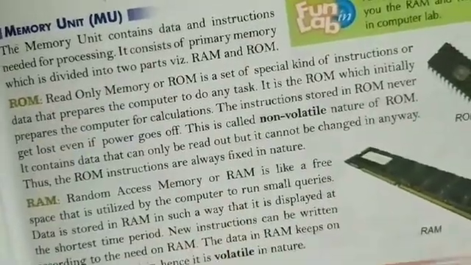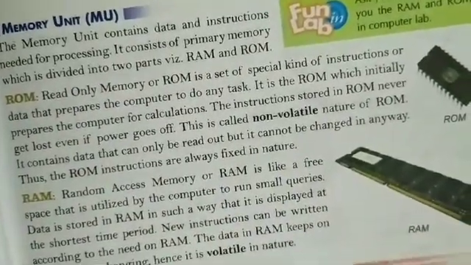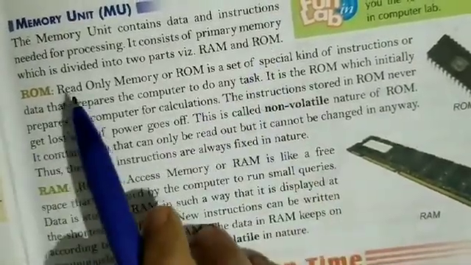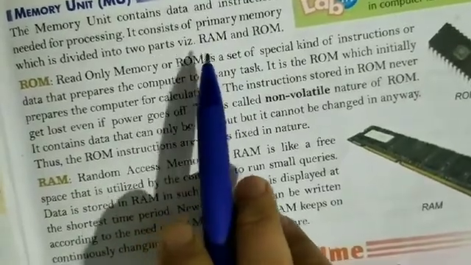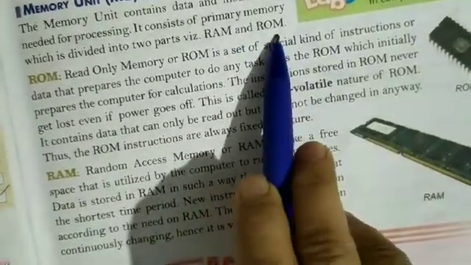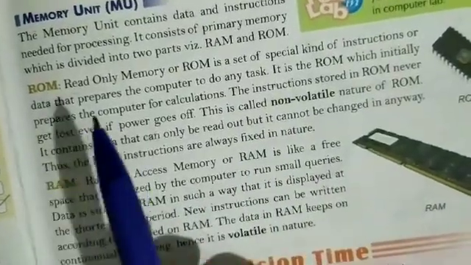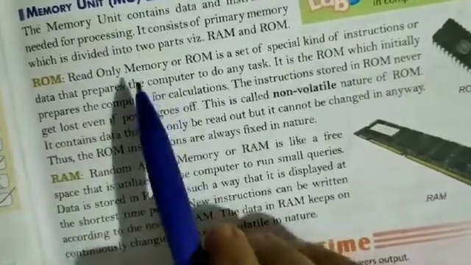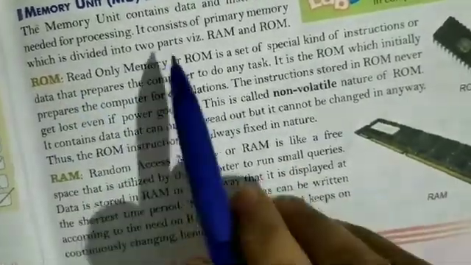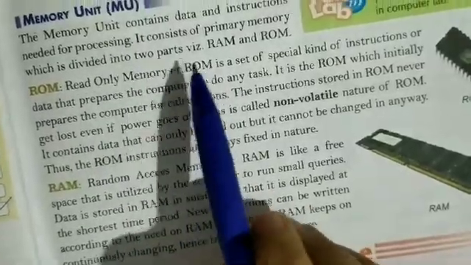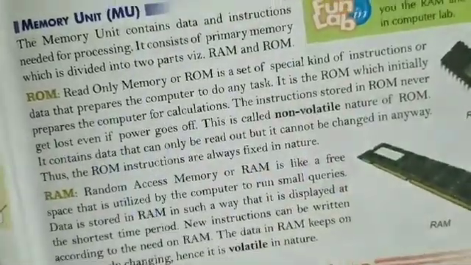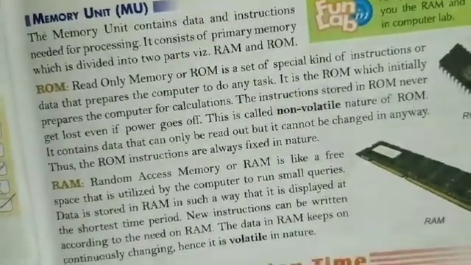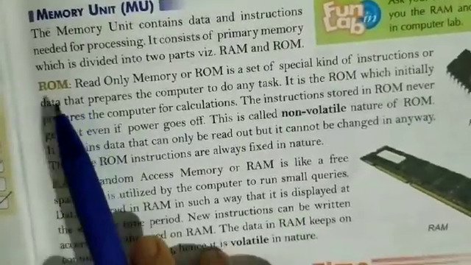The memory unit contains data and instructions needed for processing. It consists of primary memory, which is divided into 2 parts, RAM and ROM. Memory unit is of 2 types, that is primary memory and secondary memory. But in CPU the memory unit contains primary memory, which is divided into two parts, that is RAM and ROM. What is the full form of ROM?